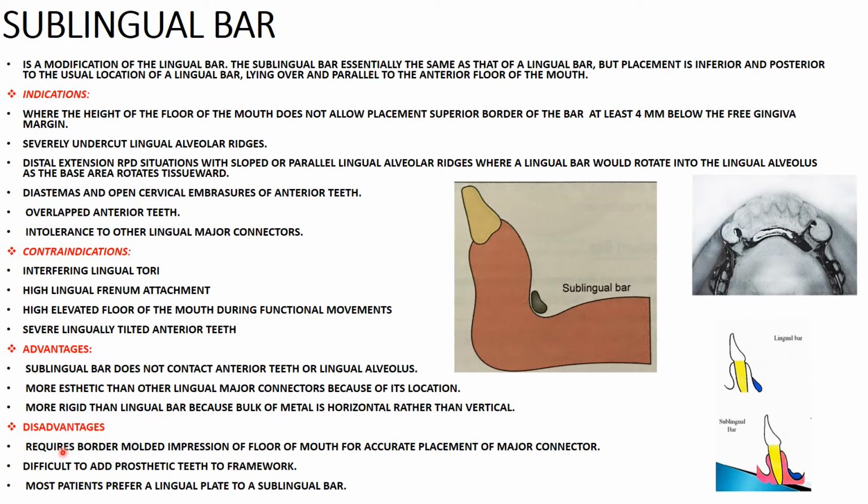Disadvantages: it requires border molding and an impression of the floor of the mouth for accurate placement of the major connector. It is difficult to add prosthetic teeth, and most patients prefer the lingual plate to a sublingual bar because of its position again.